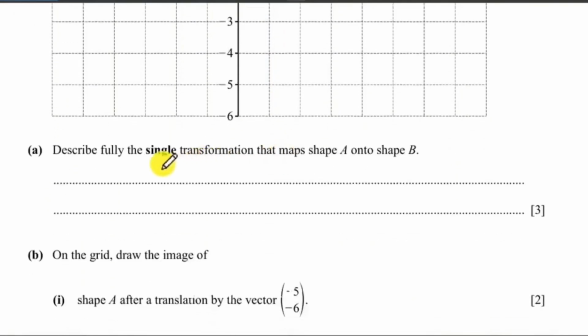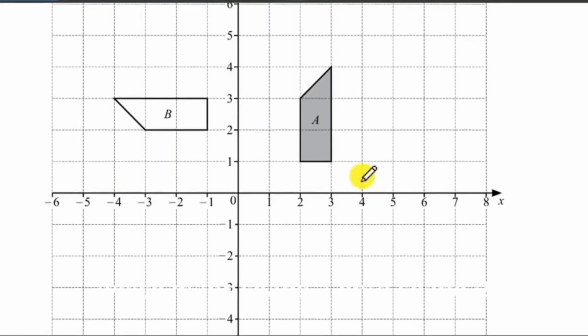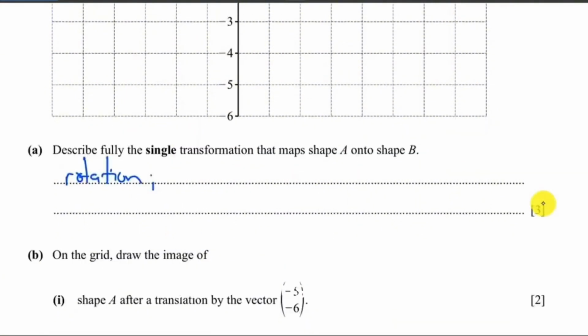On question 18, it says describe fully the single transformation which maps shape A onto shape B. You can see that shape A and B are equal. This is obviously a rotation. You can see the shape has been rotated to the left through 90 degrees. So it's a rotation 90 degrees anti-clockwise. And now we'll need to find the center of rotation.